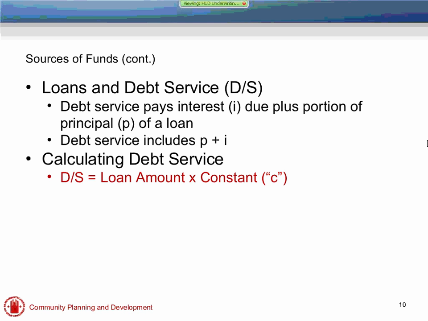actually come to find out how much debt our projects can afford. So our debt service is a very common term that we're going to be using throughout this webinar. And our debt service really pays our interest plus a portion of the principal on our loan. So this is really similar to a typical monthly home mortgage payment, where you're paying the same amount every month. Some of that's going towards principal, some of it's going towards interest as it continues to pay that mortgage down.